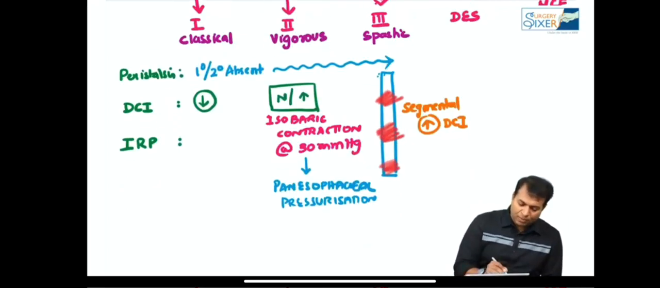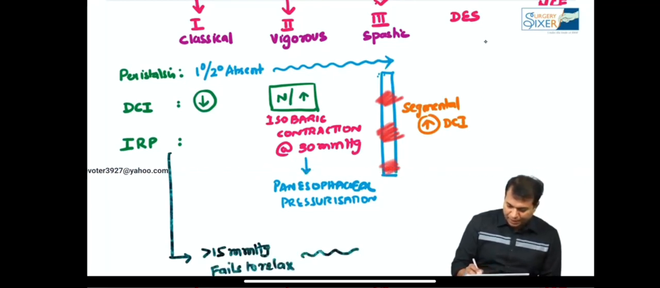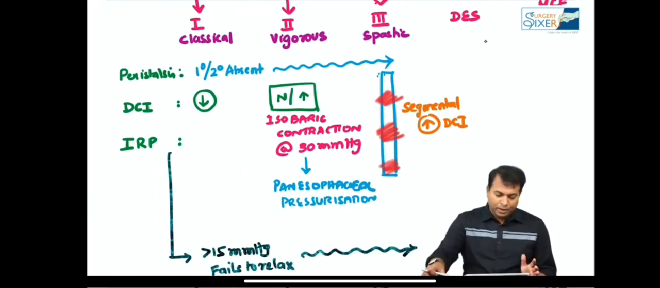What about peristalsis and IRP in all the cases? In all the cases, IRP is more than 15 millimeters mercury and it fails to relax. It is the same in all these achalasias. So this is a high yield exam question. Please don't forget this question.